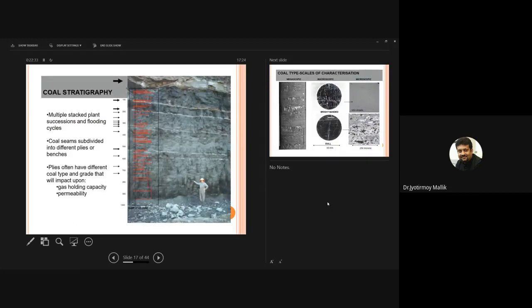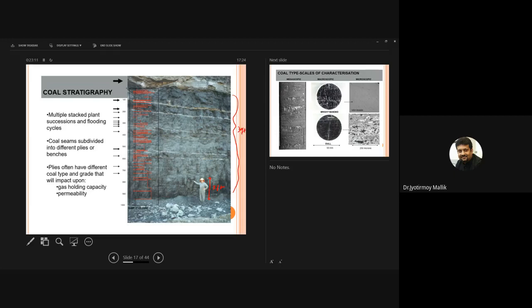So you can look here at the picture of a coal stratigraphy, how beautifully the stratigraphy has developed. So say, for example, this person, maybe he has a height of 5 feet. So this coal seam, you can imagine, has a height of 5, 10, 15, 20, 25, around 30 feet thick coal seam, right? So this is around 30 feet thick. It's quite a thick coal seam.